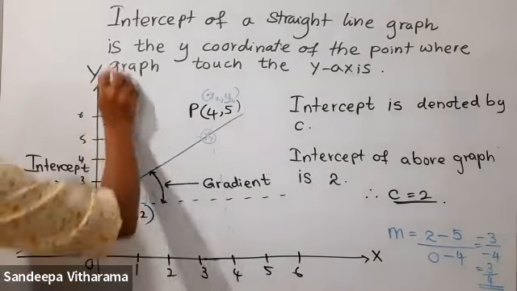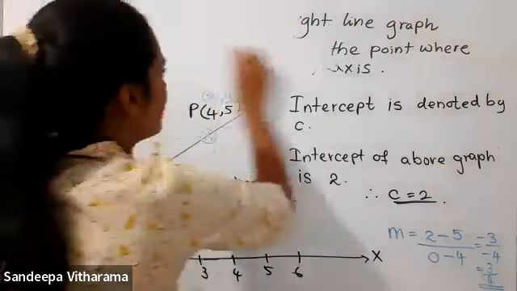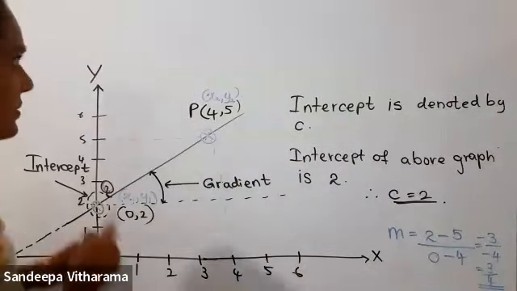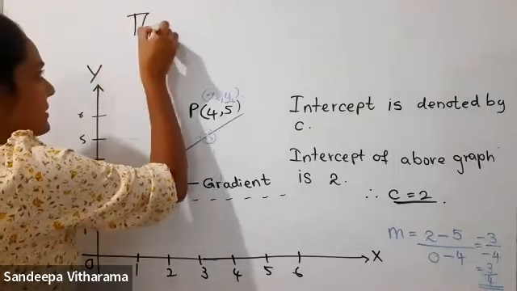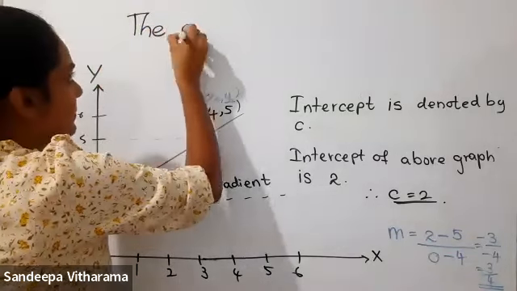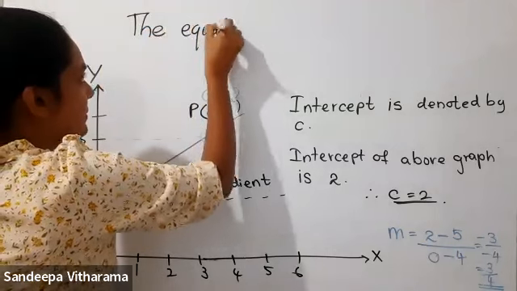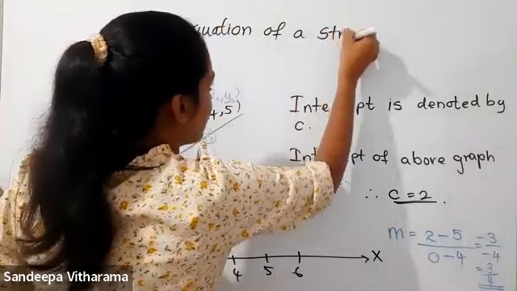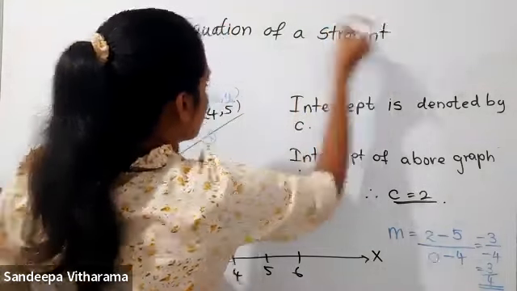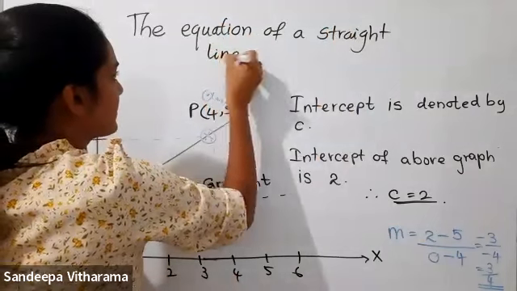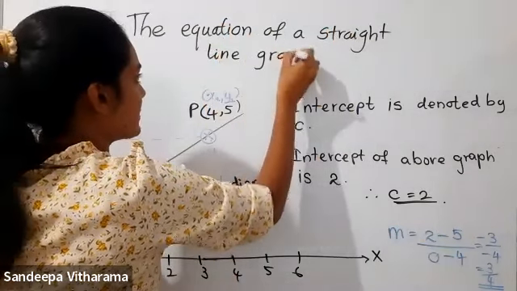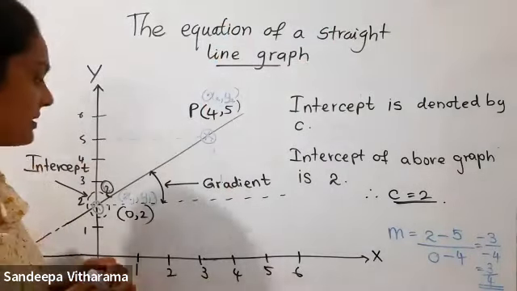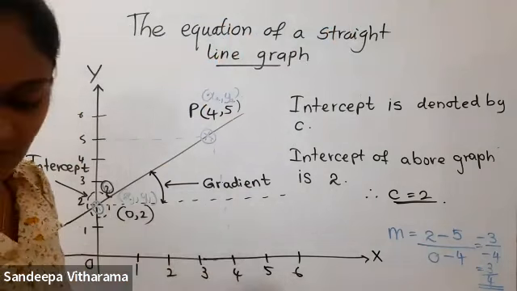The next subtopic should be the equation of a graph. Okay? The equation of a straight line graph. What is meant by the equation? Okay, the equation of a straight line graph. That means the name, okay, actually we can say it's the name of that particular graph.